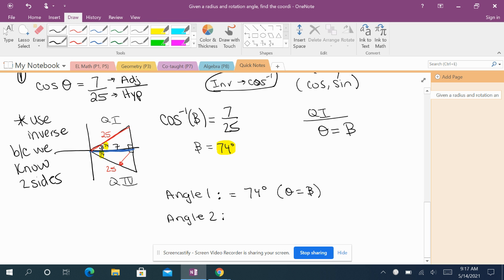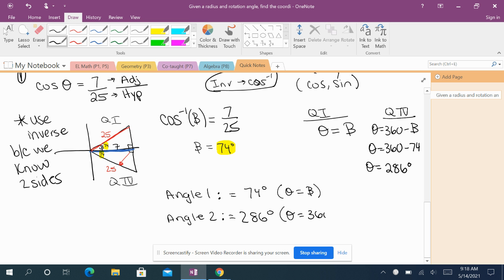For angle 2, we are in quadrant 4. In quadrant 4, we use theta equals 360 minus beta. So I'm going to do theta equals 360 minus 74, because we know the value for beta is 74 from here. That means theta is going to be equal to 286 degrees. So angle 2 is equal to 286 degrees, because we used this formula here. This is how to find the two angles in the interval that make this equation true.